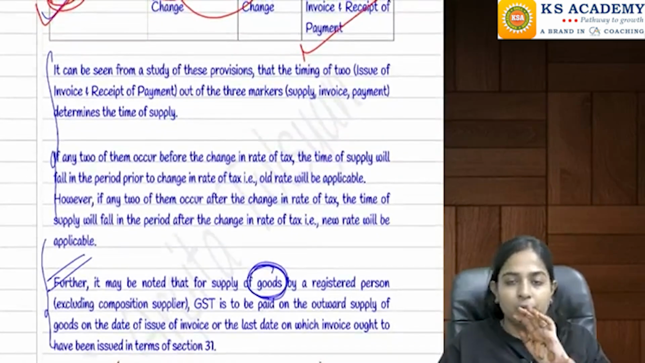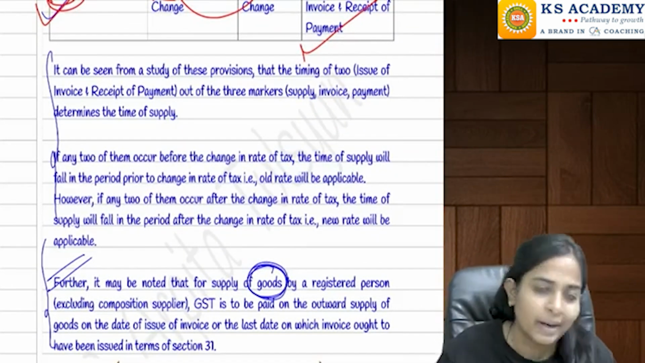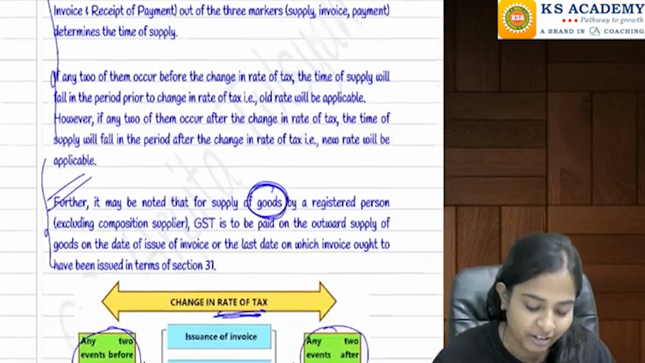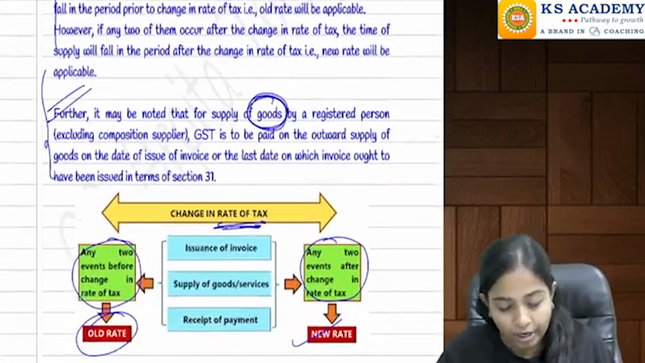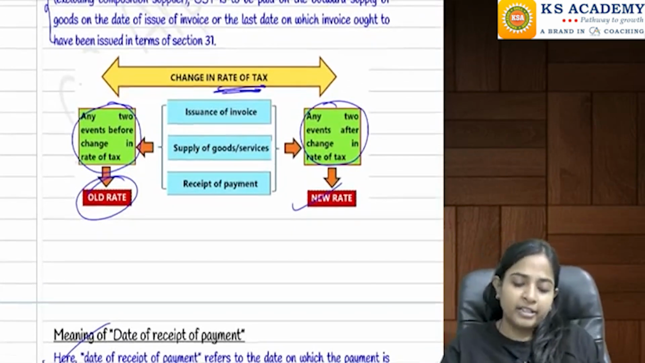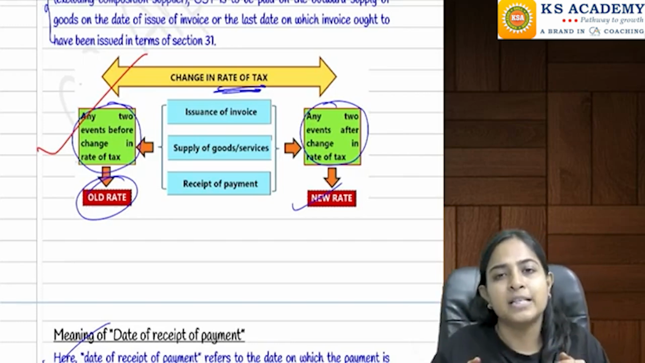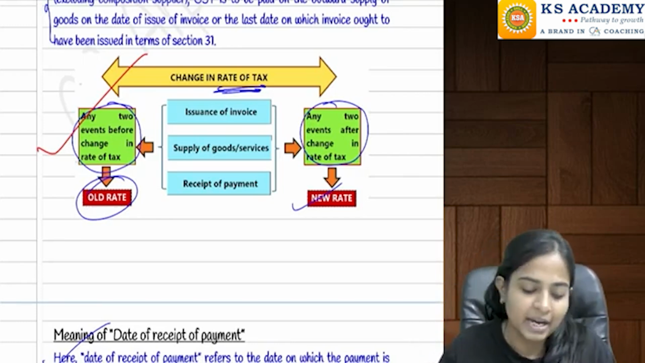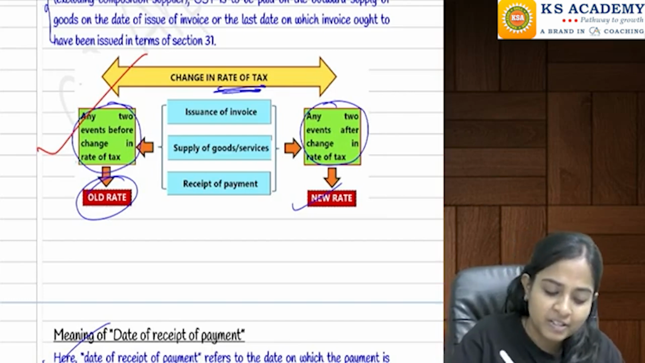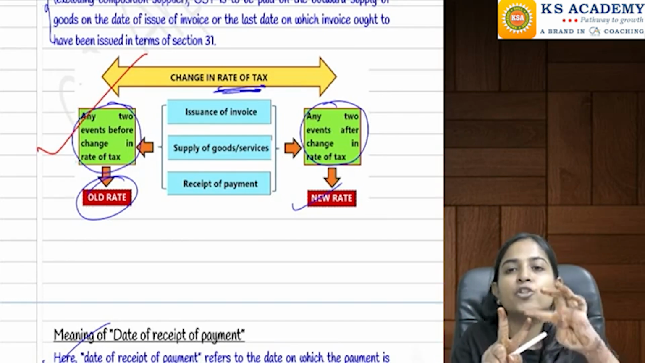Yes. Now with the help of this table, you will be able to identify the time of supply, and which rate will be applicable, and so on. Now the most important thing here is, this is the summary table of what we have studied. This table is given by the ICAI module. They have just told you that you just have to match two events.